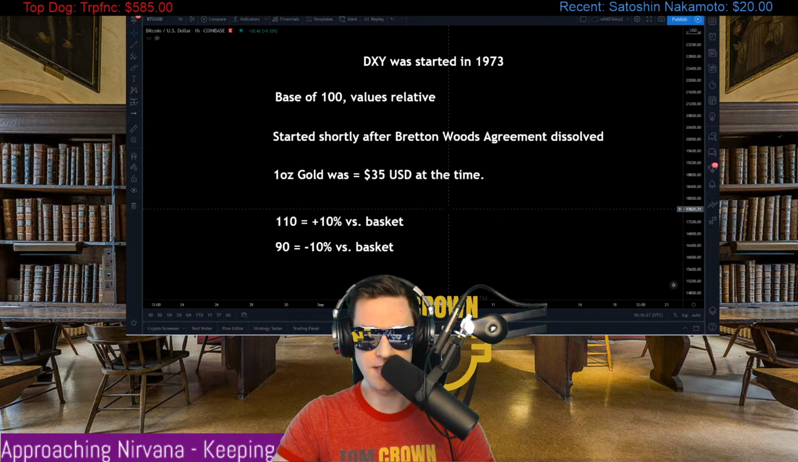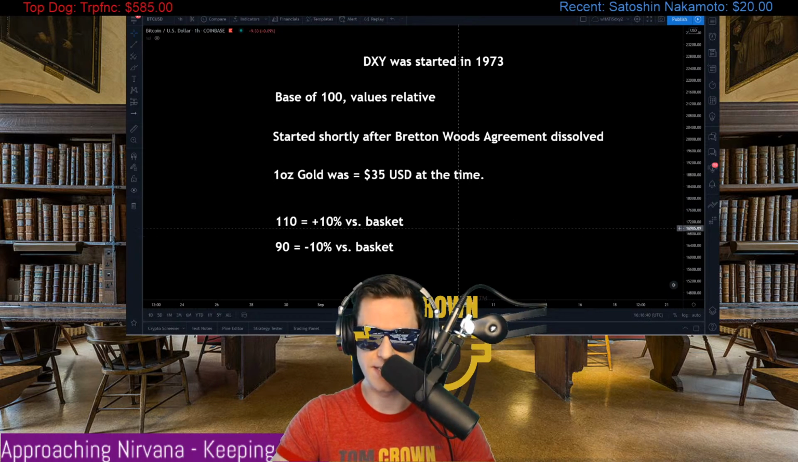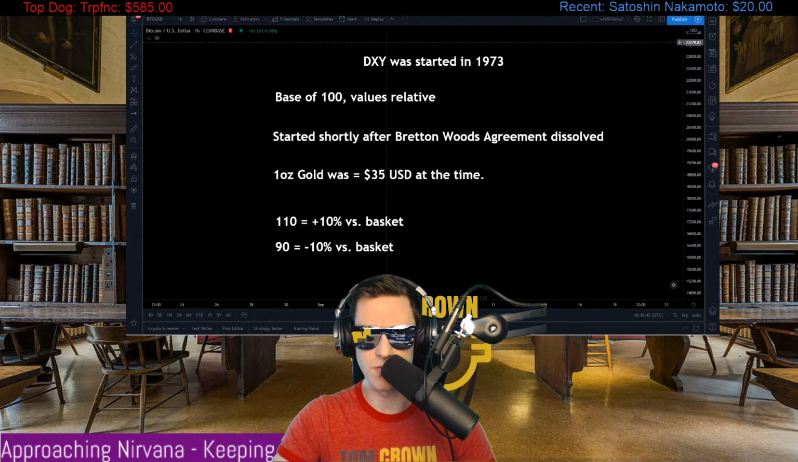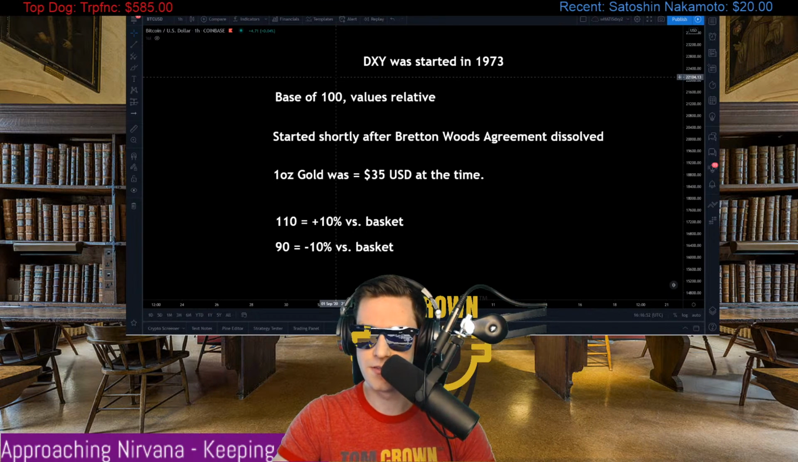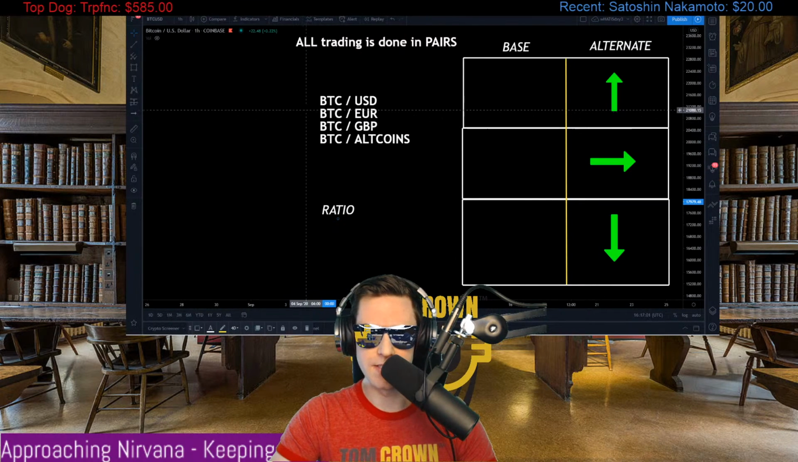Basically, there's the base of 100. So if the Dixie is 110, that's easy math. It's just 10%. It's gained 10% value versus the basket. And if it's 90, it's lost 10% versus the basket of the original base 100. So it keeps that structure. It obviously has a floor of 0, but there, in theory, is no top to where this could go. It could be 200, 300, 400. That's never happened, but it is, in theory, possible. So what does this mean?